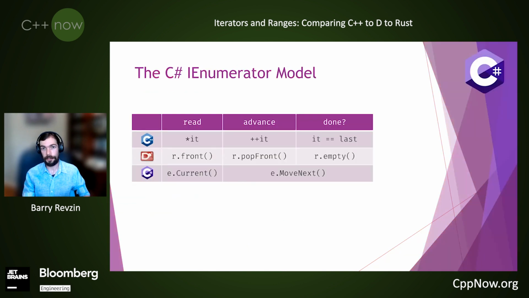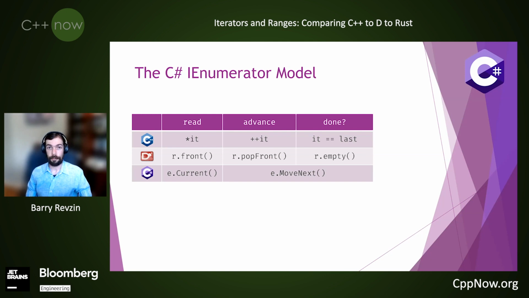And let's actually have a bonus slide on C#. So C#'s model, it calls it IEnumerator, and it's also quite similar. It still has a read operation, which it spells current. Actually, in C#, current is a property, but we don't have properties in C++, so I'm just going to add parentheses and hope that no one minds too much. But rather than having advance and done as distinct operations as they are in C++ and D, we actually combine them, and we have a single operation which is called move next.